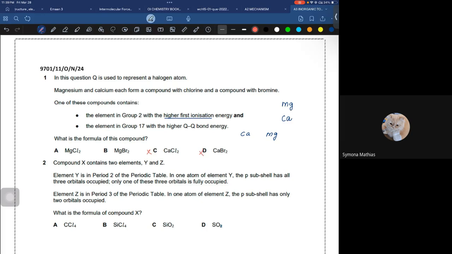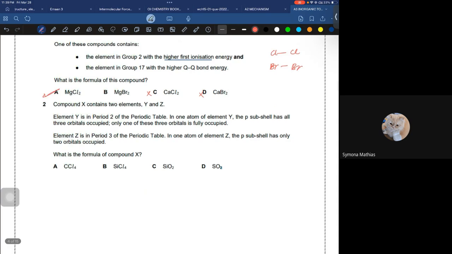Then Cl2 or Br2, they are saying Q-Q bond energy is higher. Cl is first, then Br. You know the size of chlorine is smaller, so it has higher bond energy; it would be difficult to break the bond of chlorine as compared to bromine. Therefore A is correct. Whatever it was, it was good, excellent. Now see question number 2.